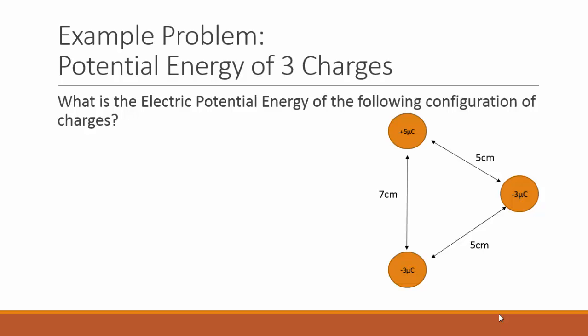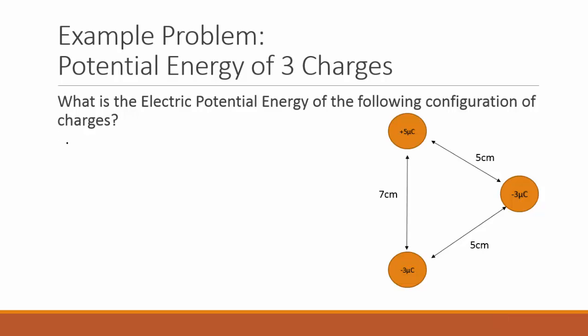In this video, we're going to describe how to use the potential energy for a pair of point charges to apply to a larger configuration, for example, 3 charges. We would like to know how much potential energy this charge configuration has, where we have one positive 5 microcoulomb charge near two negative 3 microcoulomb charges.